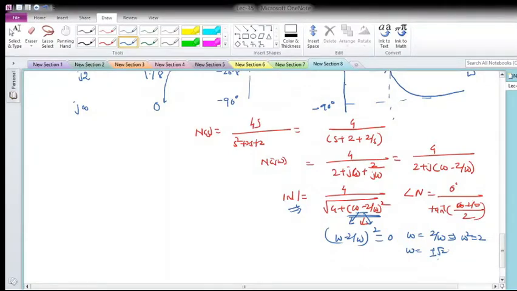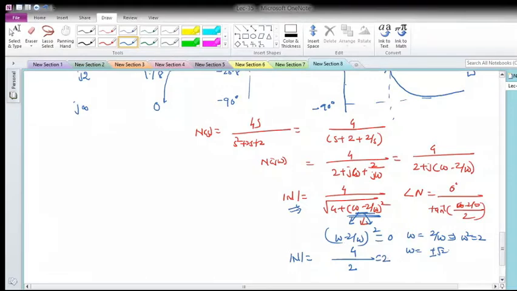So at root 2, what do I get? How much is the maximum magnitude? The magnitude I get is N equal to 4 divided by 2, because this factor will be 0 at omega equal to root 2. So 4 over 2 is 2, so the magnitude is 2.